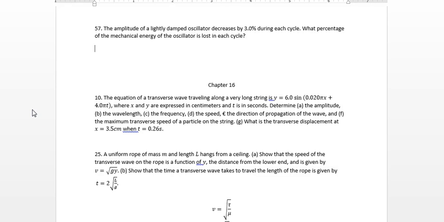All right, chapter 15, problem 57. This is a damped oscillation problem, and the damped oscillator decreases the amplitude by 3% during each cycle. Right? What percentage of the mechanical energy of the oscillator is lost in each cycle?